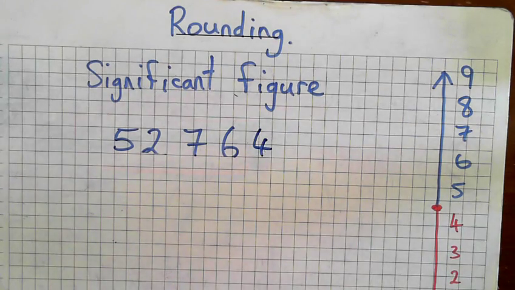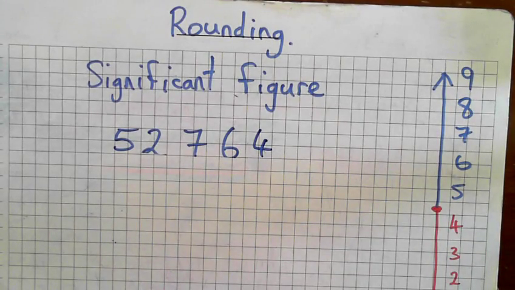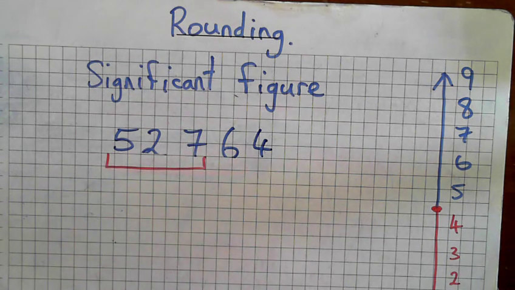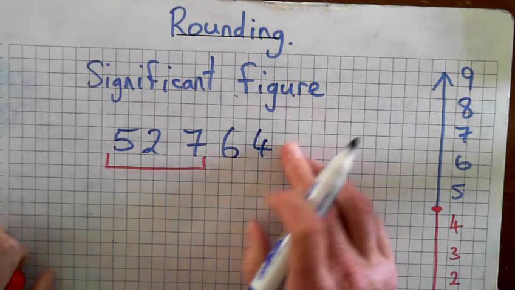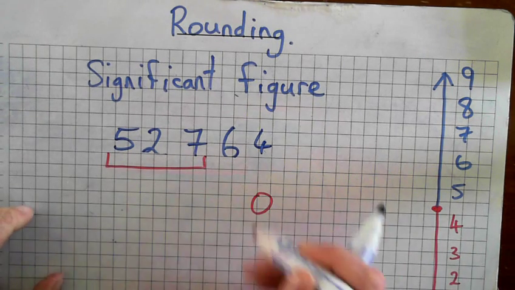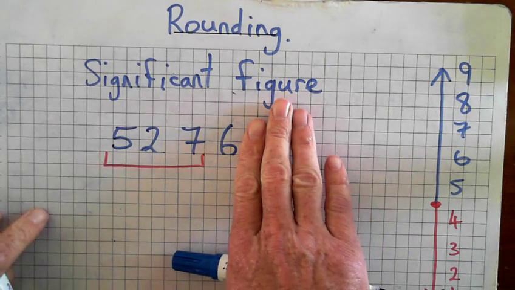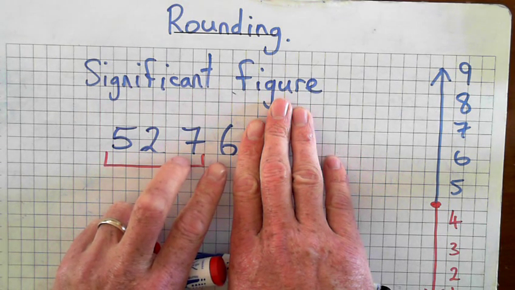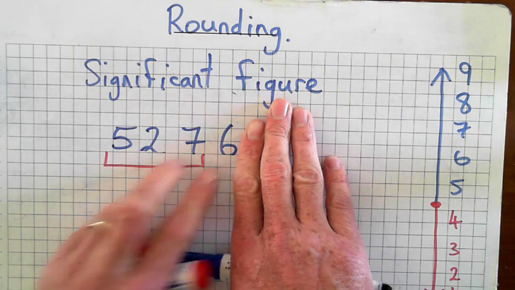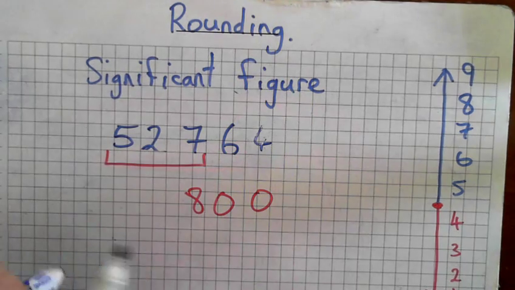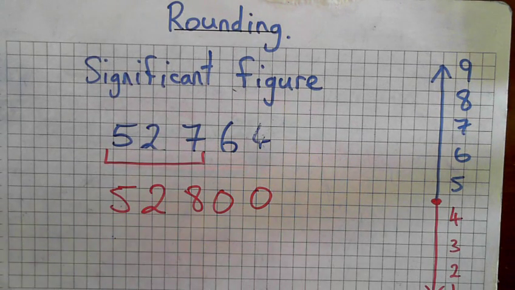How do I write that number 52,764 to 3 significant figures? Alright. So what I need to do is I'll write this becomes a 0. And I'm going to put my hand like that, and I'm going to round this to the nearest 10. Round 76 to the nearest 10. 80.